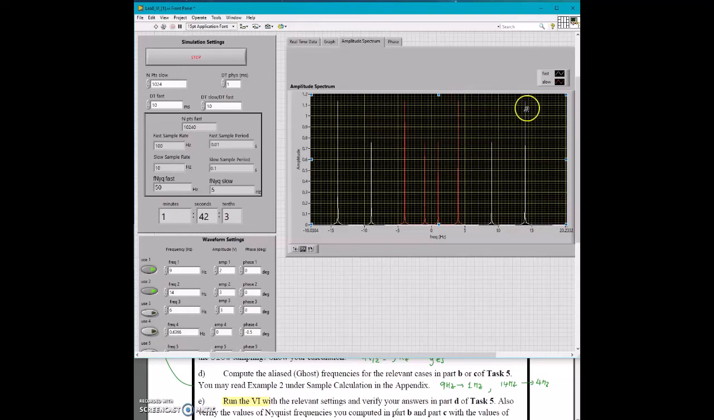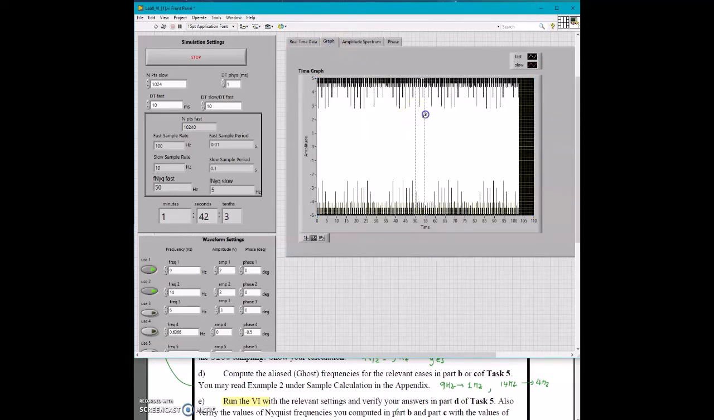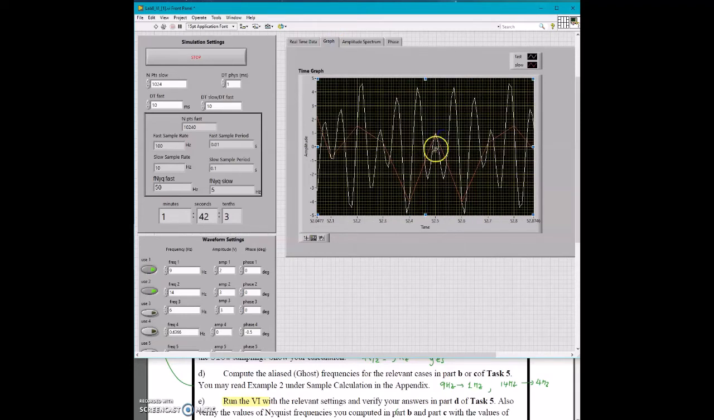How do you know this was aliased to 4? Because we put in a different amplitude. And how about the 9 Hertz signal? It became a 1 Hertz signal. When you look at the graph, it's clear that you did something wrong.